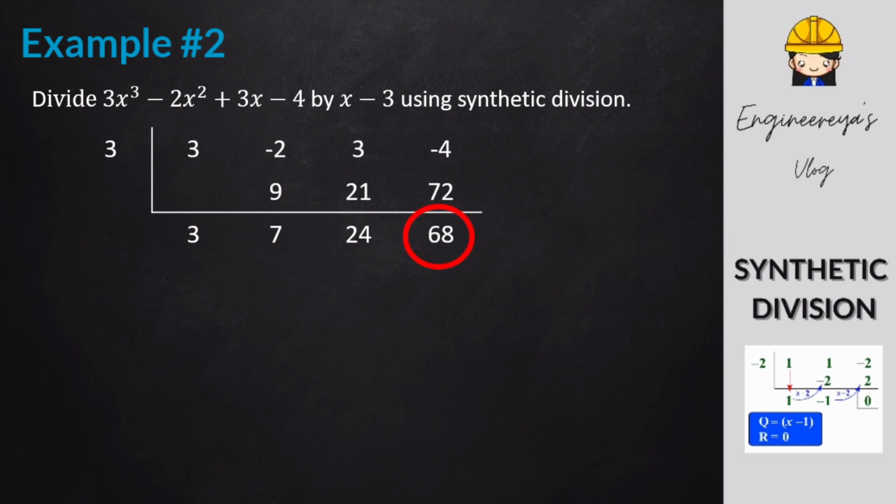Since we started with a polynomial of degree 3 and then divided by x minus 3, that is, by a polynomial of degree 1, I am left with a polynomial of degree 2. Then the bottom line represents the polynomial 3x squared plus 7x plus 24 with a remainder of 68. Putting this result into the required mixed number format, I get the answer as 3x squared plus 7x plus 24 plus 68 over x minus 3.